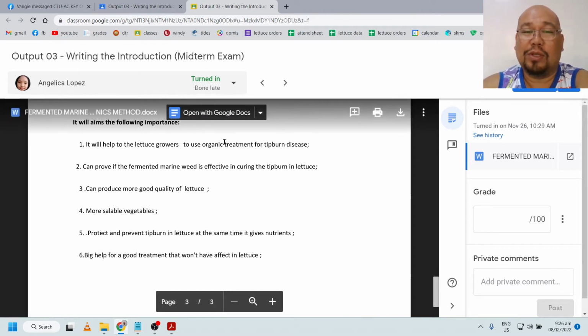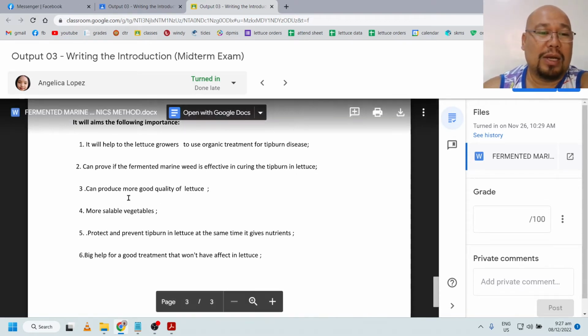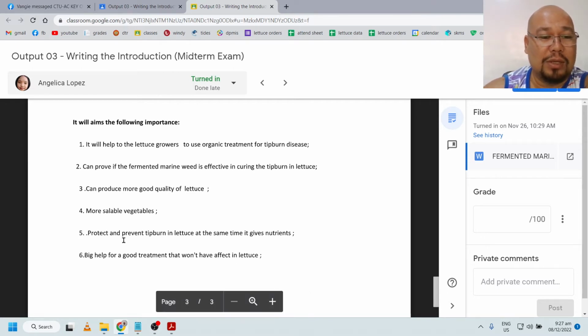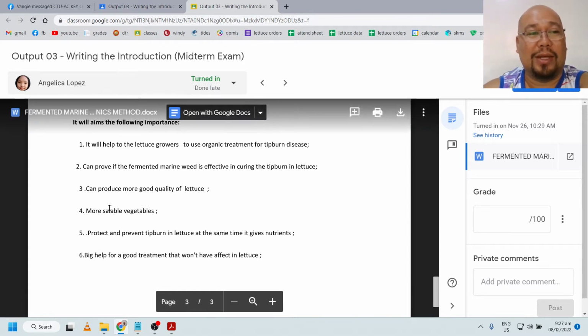So, this is not importance ha. Ang objectives na to again is tumong tuyo. It will help the lettuce growers to use organic treatment for tip burn. No, that is not an objective. Can prove if the fermented marine weeds is effective in curing the tip burn in lettuce. No, this is an idea but it's not an objective. Can produce good quality lettuce, not an objective. More saleable vegetables, not an objective. Protect and prevent tip burn in lettuce at the same time. It gives nutrients. No. Big help for a good no. Mura kag naghiskot ra kag importance din hiday Angelica.